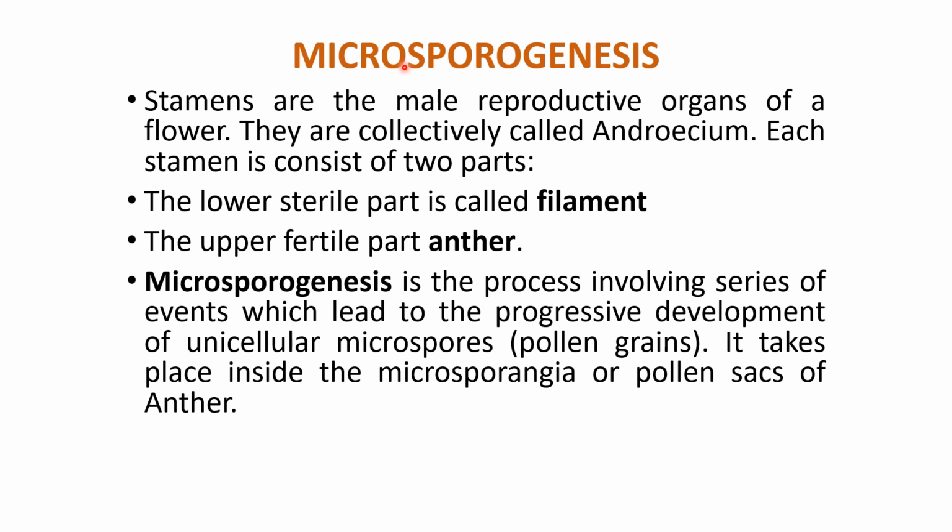Microsporogenesis. Stamens are the male reproductive part of the flower. They are collectively called androecium. Each stamen consists of two parts, the lower sterile part, the filament, and the upper fertile part, the anther. Microsporogenesis is the process involving a series of events which lead to the progressive development of unicellular microspores or pollen grains. It takes place inside the microsporangia or pollen sacs of the anther.